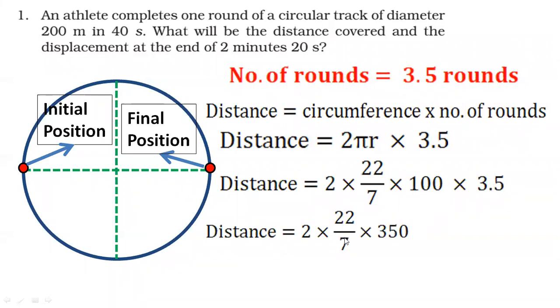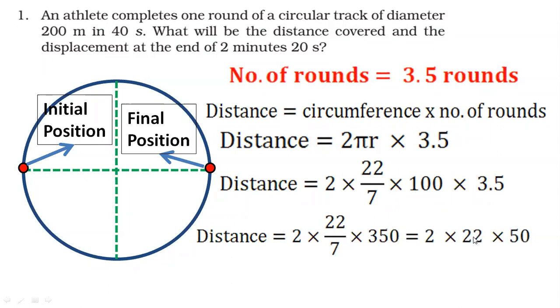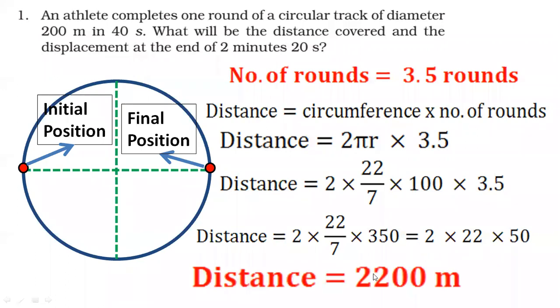Now I can divide 350 by 7. 7 fives are 35, so that would be 50. So that would become 2 into 22 into 50. Now I can easily multiply this. 2 into 22 is 44. 44 into 50 is a simpler calculation. That is 2200. So the distance in this case was 2200 meter. The SI unit is meter, as this is distance. So the answer is 2200. Understood how to find the distance in this case? Take a screenshot of this.